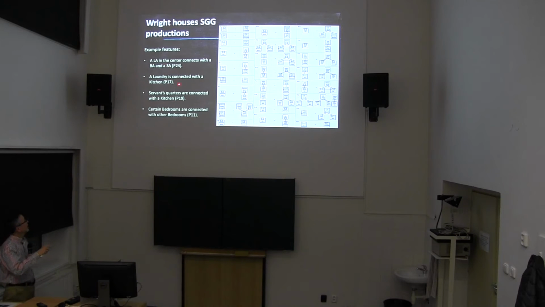25 rules, like this, only 4 sample rules that we specify. The living area in the center connects with a bedroom area and a service area. This is a 24. This is how we connect. The service area and the bedroom area are connected to the living area. Okay, so this is just to sample a few rules. We don't need to go through this.